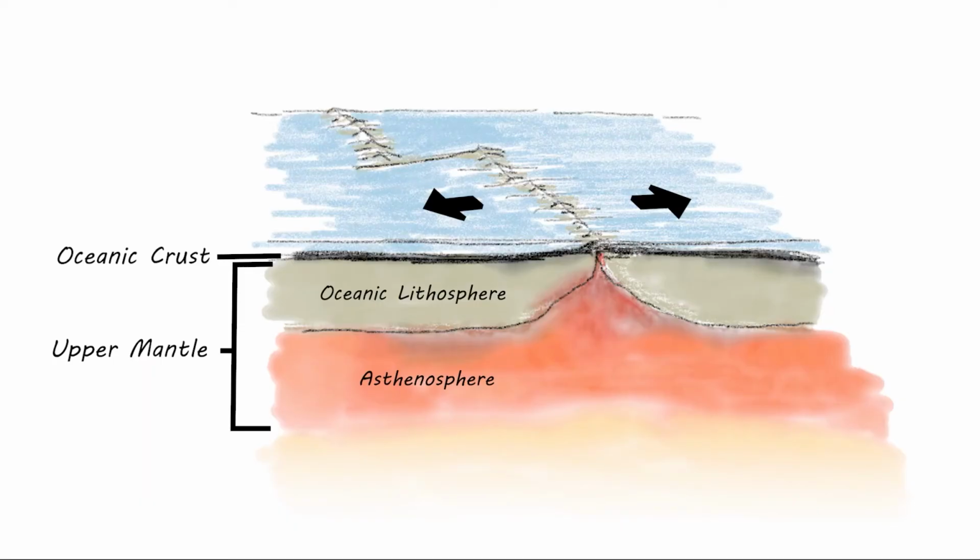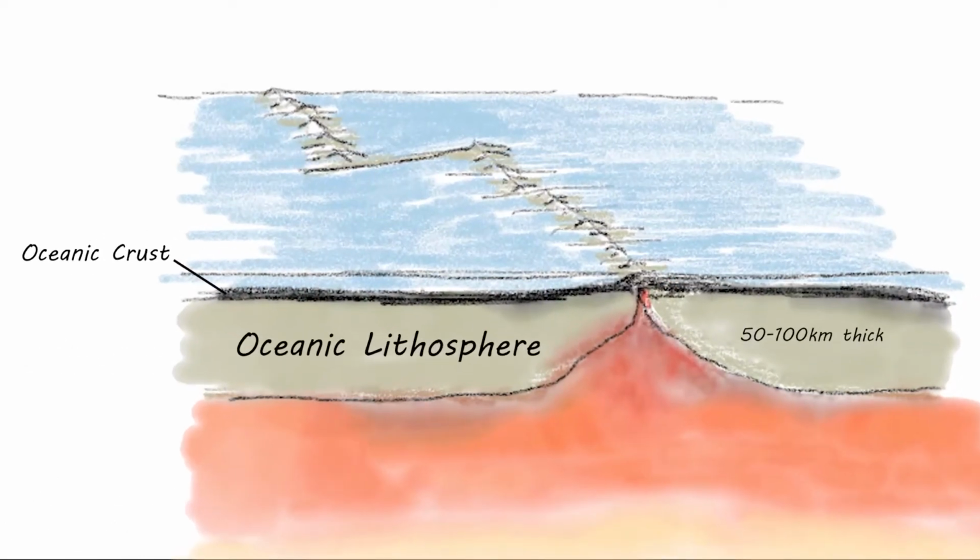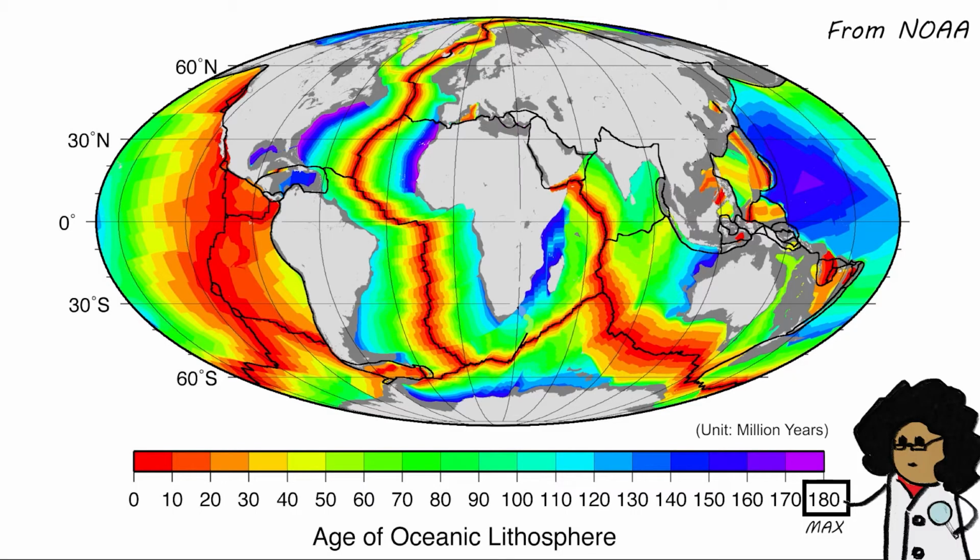Typically, oceanic lithosphere is about 50 to 100 kilometers thick and can be even thinner at the ocean ridges where the temperatures are higher. Only the top 6 or 7 kilometers of the oceanic lithosphere is oceanic crust. The oldest oceanic lithosphere on Earth is about 180 million years old and was formed when dinosaurs roamed the continents.